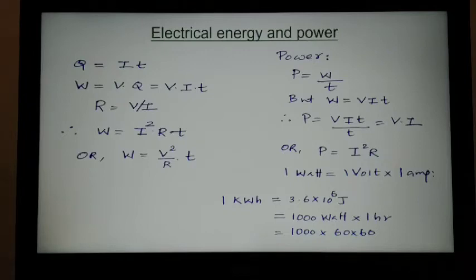These are two equations for electrical power, that is I squared R and VI. And the unit of power is watt, and the unit of energy is joule.